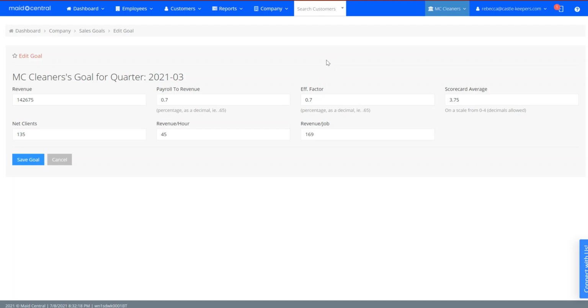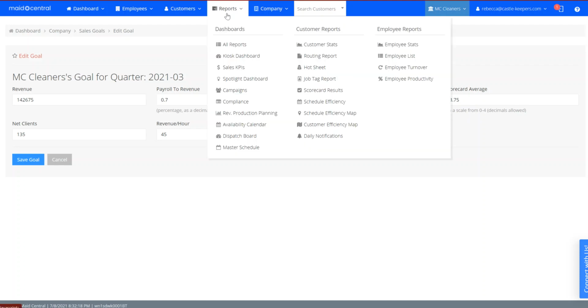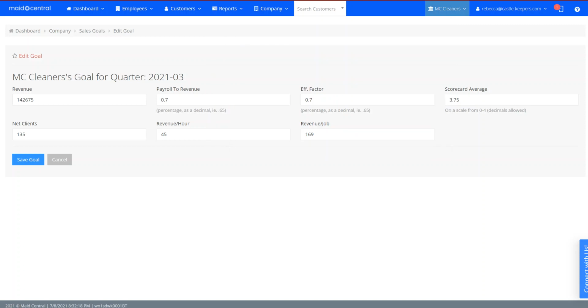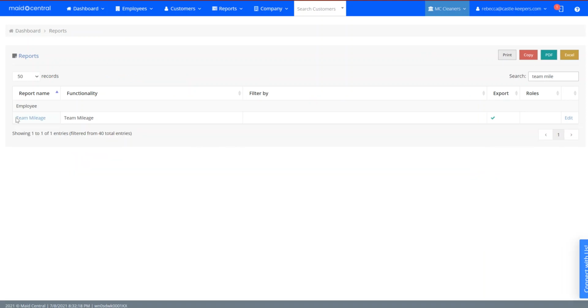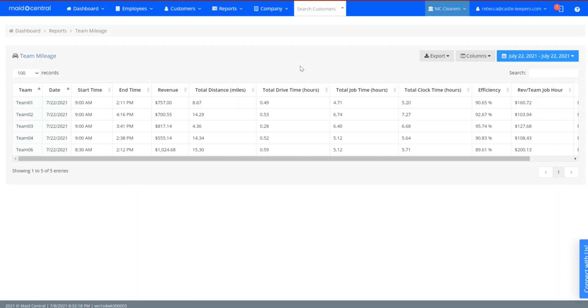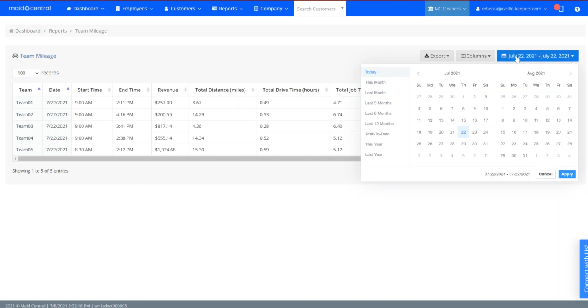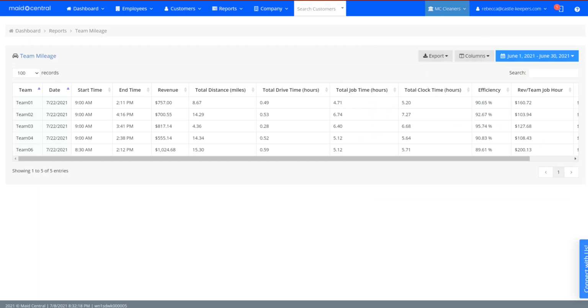I'm actually going to share one more report with you here at the end. Actually, let's do it now. Let's go ahead and take a look at it now. A report that was super helpful in making sure you're setting your team members up for success is understanding and planning your efficiency using a report called Team Mileage. This report has different information about different teams, and it's super helpful in setting yourself up for success. Again, you can look at a date range. If I look at the last month, that will take me to the beginning of June.